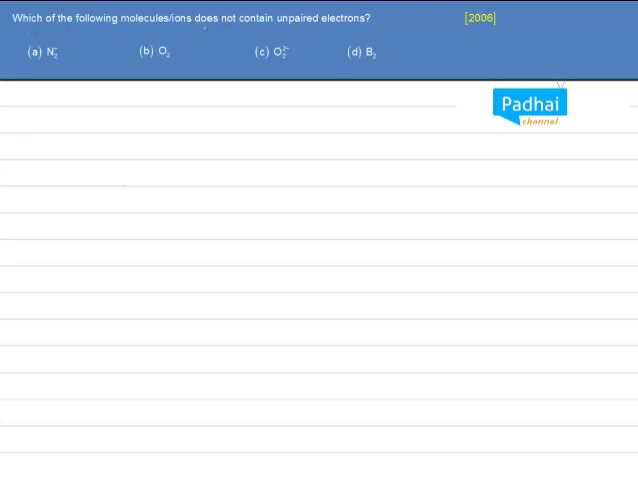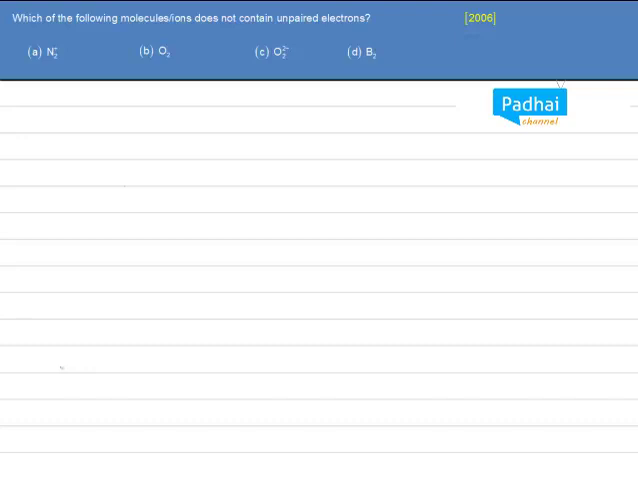Which of the following molecules or ions does not contain unpaired electrons? This question came in 2006 basically. So if we see, these are diatomic species, hence we can directly relate it to what? Molecular orbital theory. So first of all, for that we have to draw the molecular orbital diagram, right?